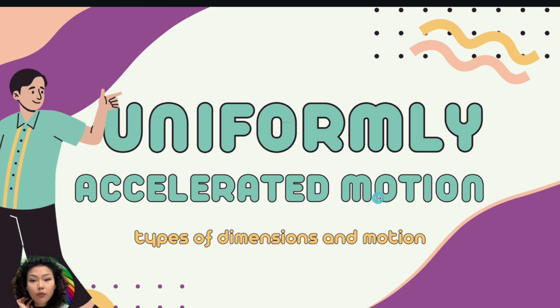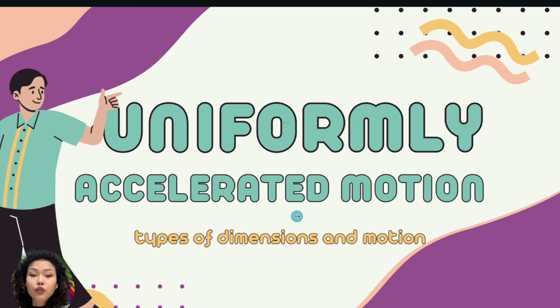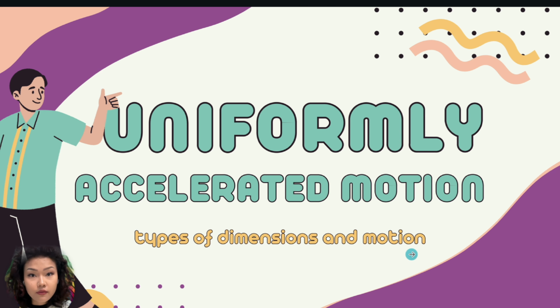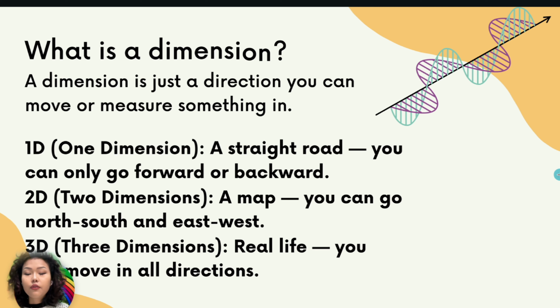Before learning about uniformly accelerated motion, we should know about types of dimensions and types of motion in physics. So let's go. First of all, let's discuss dimensions. We have three types of dimensions in physics. The first type is a one-dimensional system, the second is a two-dimensional system, and the third is a three-dimensional system. A one-dimensional system is when you can only go forwards or backwards.